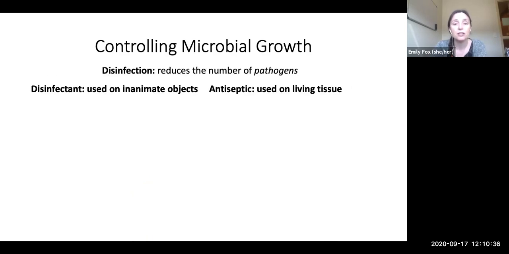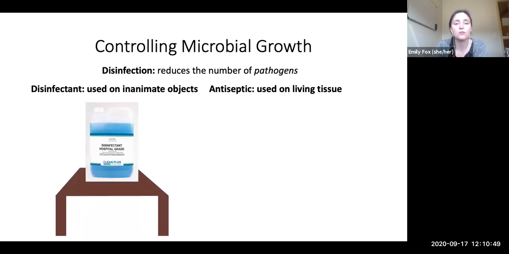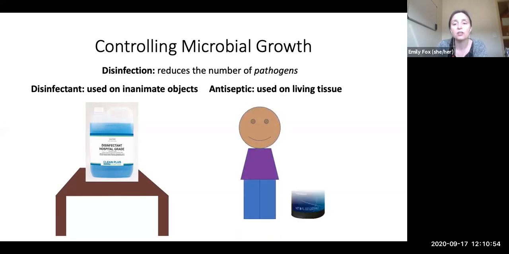You just learned that disinfection reduces the number of pathogens. There are two types of agents that are used in disinfection. The first is a disinfectant, which is used on inanimate objects like tables or surfaces or floors, whereas an antiseptic is going to be used on living tissue. It tends to be a little more gentle for those living tissues.